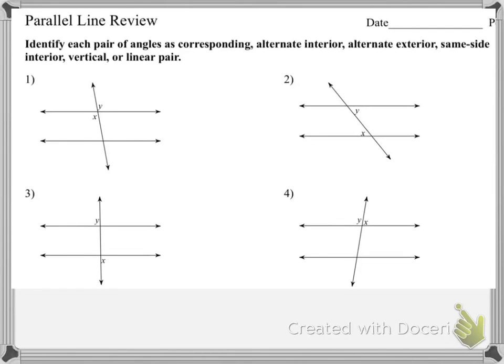Hey guys, so I wanted to make a video for you to go ahead and correct your parallel line review. So questions 1 through 4 is asking us to identify each pair of angles as either corresponding, alternate interior, alternate exterior, same side interior, vertical, or linear pair.